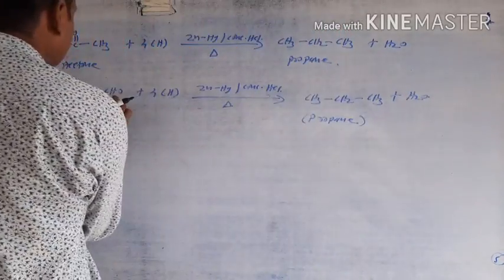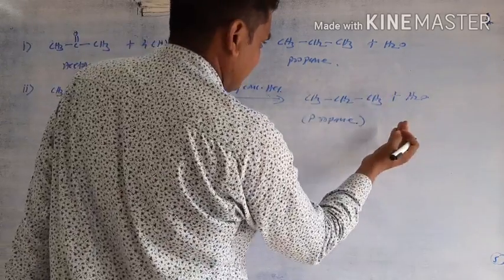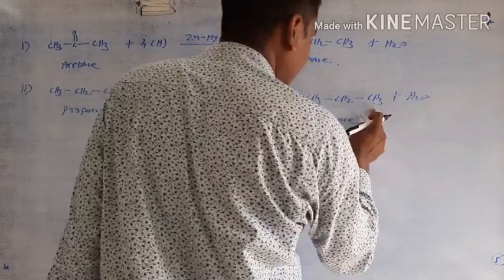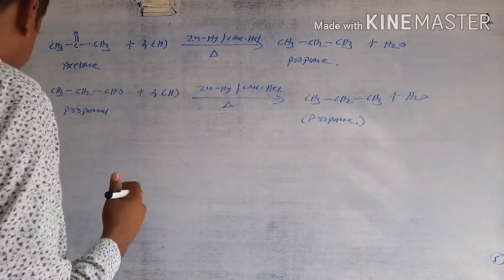Here it is the last one. Aldehydic carbonyl group is converted into the CH3 group. Means one hydrogen already present here and two hydrogens are added. In this way, this type of the overall reaction is the Clemmensen reduction reaction.